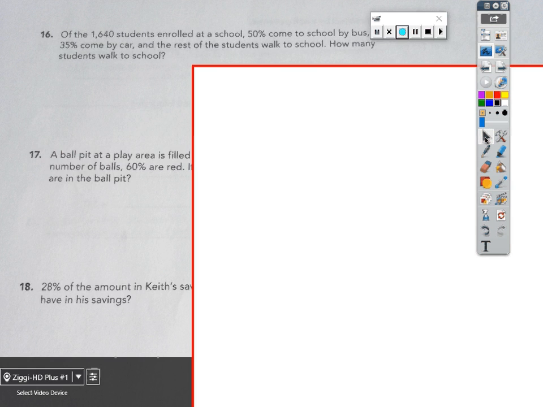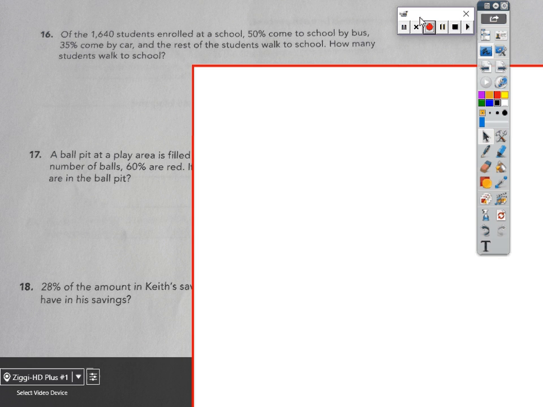Number 16. Of the 1,640 students enrolled at a school, 50% come to school by bus, 35% come by car, and the rest of the students walk to school. How many students walk to school? Again, bar models were not required, but I think that it's worked well for us so far.